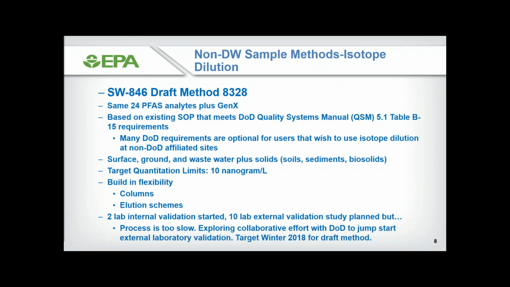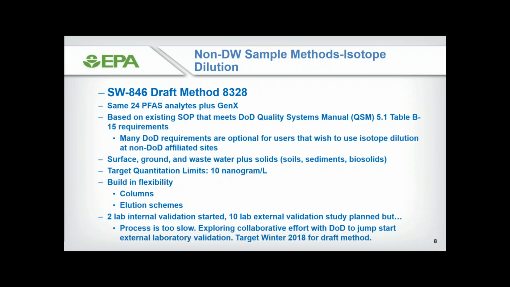Target quantitation limit is 10 nanograms per liter. We hope people can go lower than that, but in all instances, those parameters really should be established in that laboratory with their own instrumentation. We also hope to build in flexibility with columns and elution schemes for the chromatography. We realize that technology is and will continue to change, so we want to make sure that any advancements in column chemistry can be included with the method.